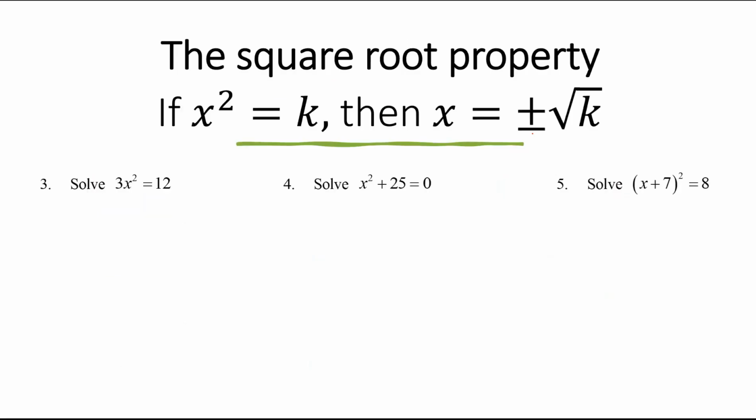All right. So another property we sometimes use to solve quadratics, if we can, is the square root property.